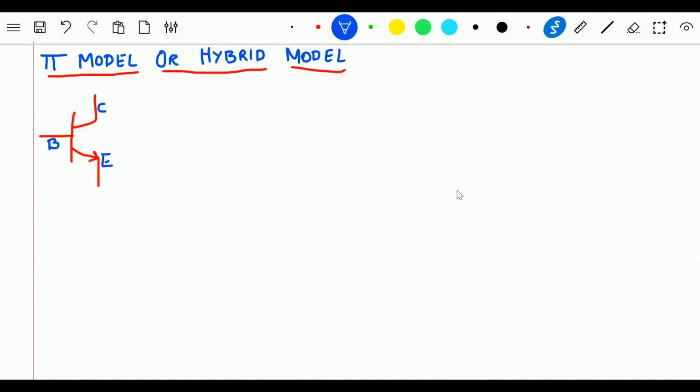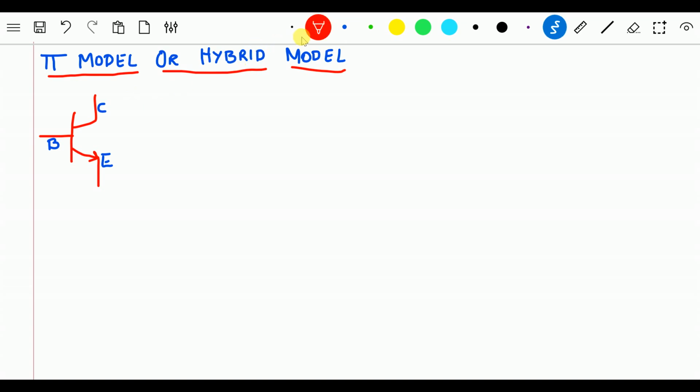In this video, we'll try to see how to write the pi model of a given transistor and how to write the T model for a given transistor. For any given transistor, there are three different terminals: collector, emitter, and base. In the pi model, the transistor is replaced. Now, why do we write this pi model or T model?